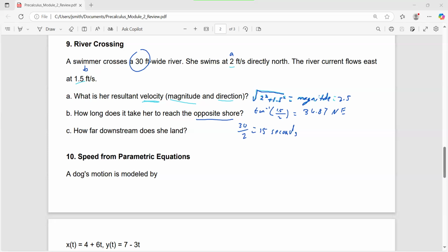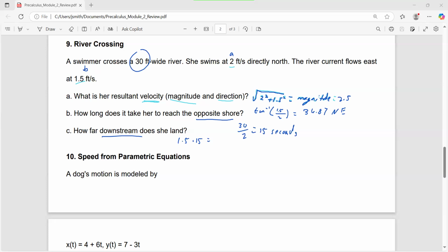You'll land in a different spot. So how far downstream would you then land? To do that, simply take the 1.5 feet per second that you're being moved times 15. And that will tell you where downstream you ended up going.